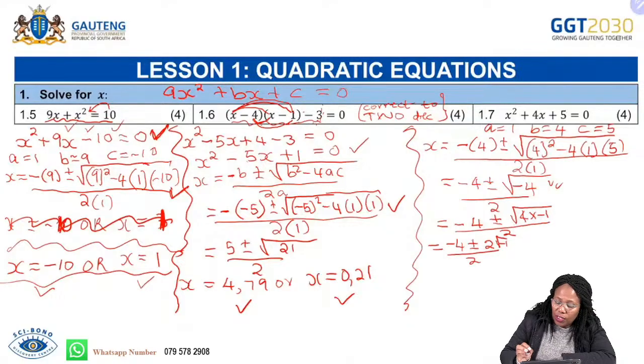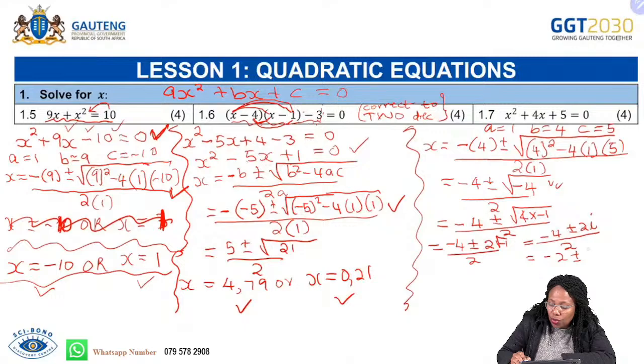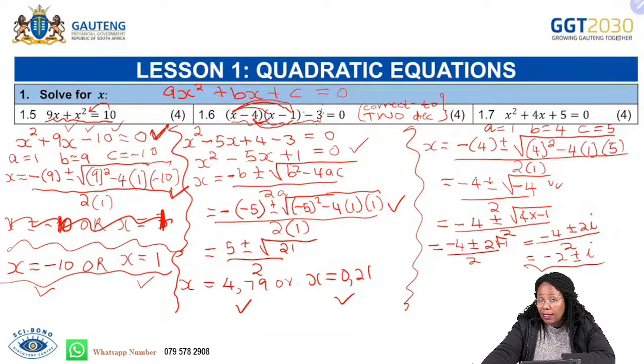Over 2. Do you still remember grade 12? With this one, you must write it as minus 4 plus minus 2i over 2. And then divide by 2 on that one. 2 into minus 4, it will be minus 2 plus minus, and then 2 into 2i. Can you see your answer will be a complex answer now?